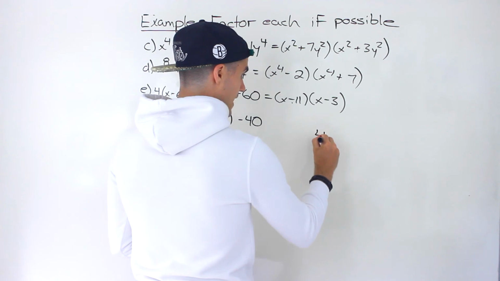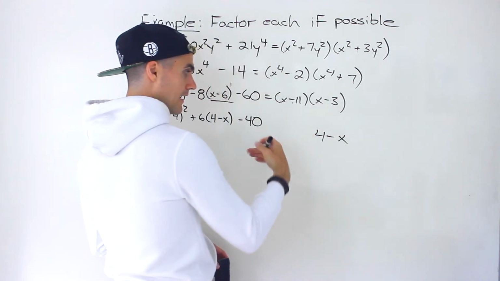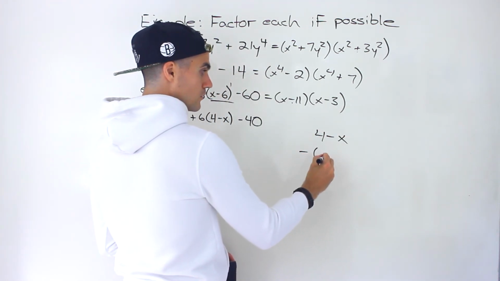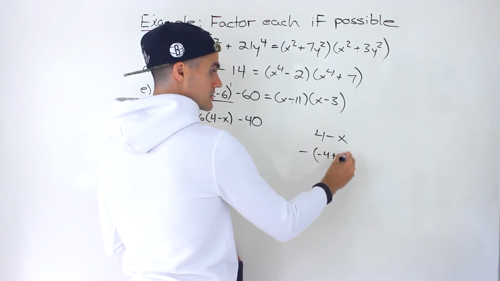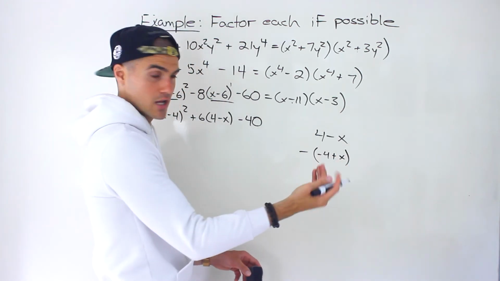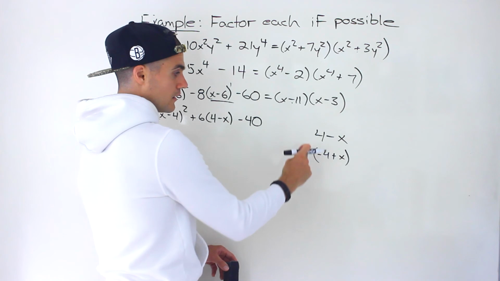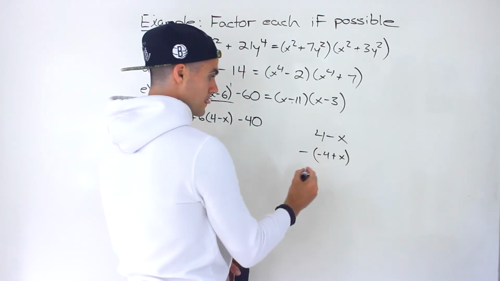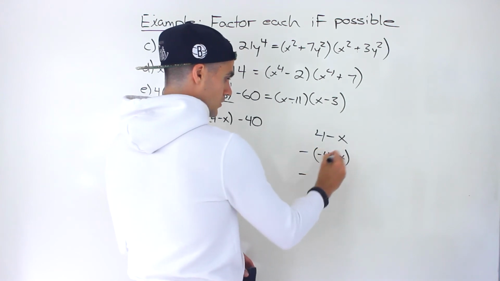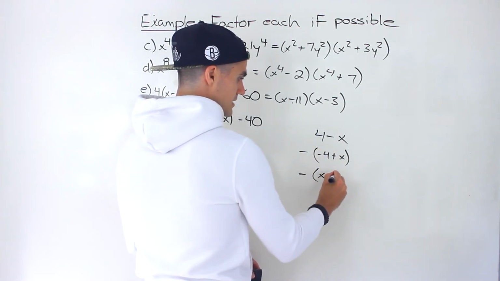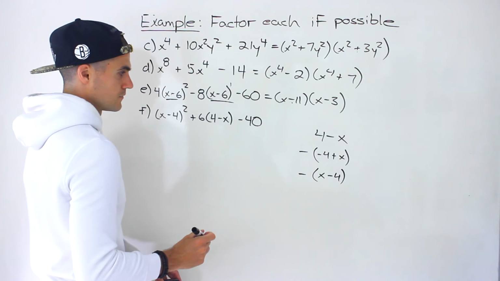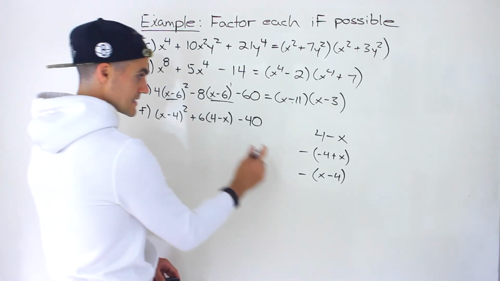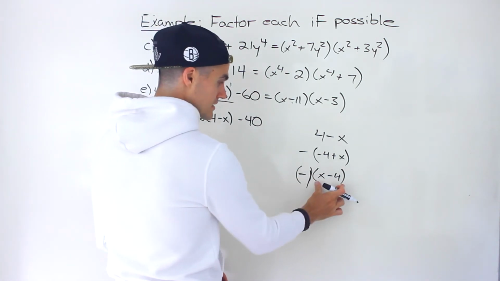So the 4 minus x, what we can do, we could take out a negative, factor out a -1 from this. So we'd end up with -4 plus x. Basically, all of the signs change when you take out a -1. Right? If we just redistribute this -1 inside the bracket, we'd end up with this. And then rearrange these. -4 plus x is the same as x minus 4. So this 4 minus x is the same as negative 1 times x minus 4.